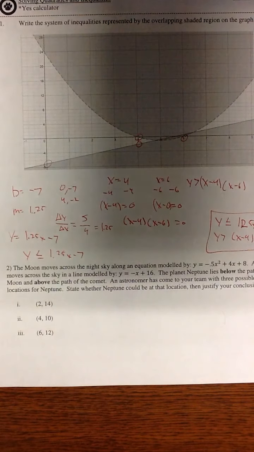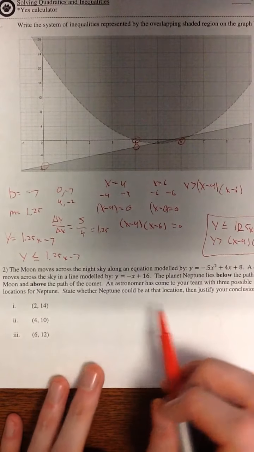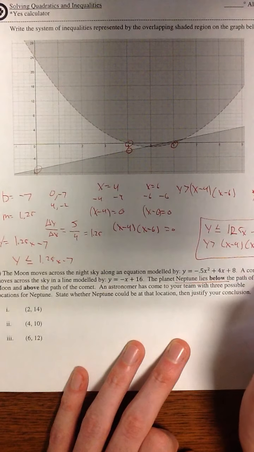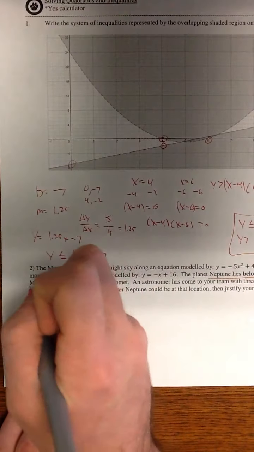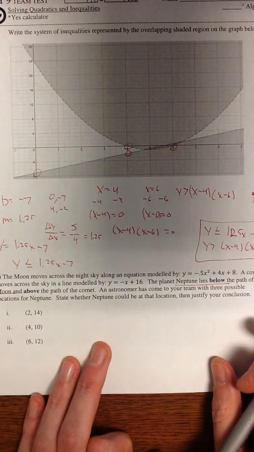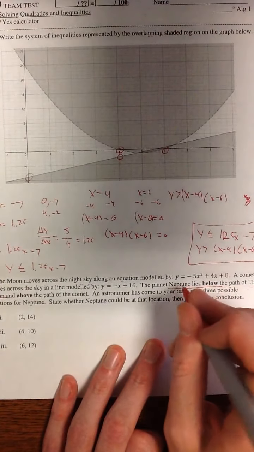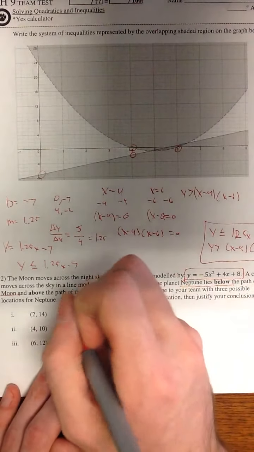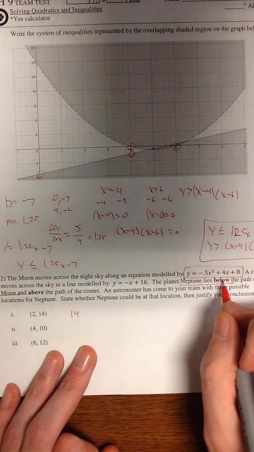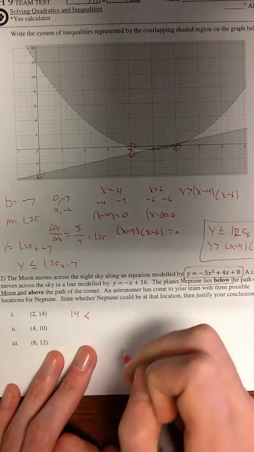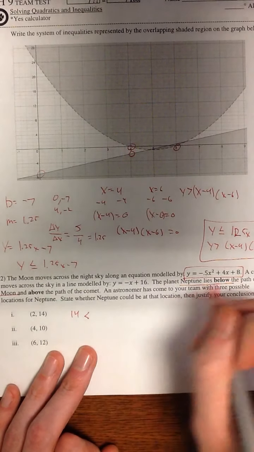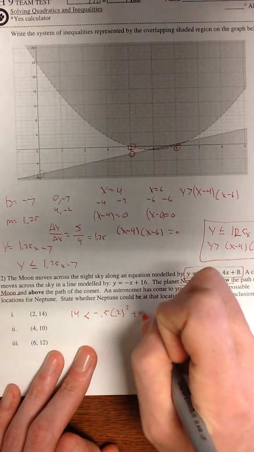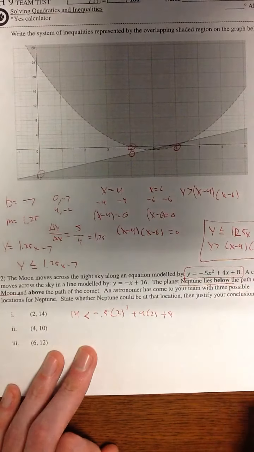Question 2, we just wanted to go ahead and plug these numbers into our equations here. We're going to figure out if it can actually be at some of these places. If we know that Neptune has to be below the path of the moon, we can check to make sure that's true for these ones at first. So we've got the moon equation, this one right here, and we're going to check it out. We're asking, is 14 below, which means we'd have to be less than, negative 0.5 times 2 squared plus 4 times 2 plus 8.